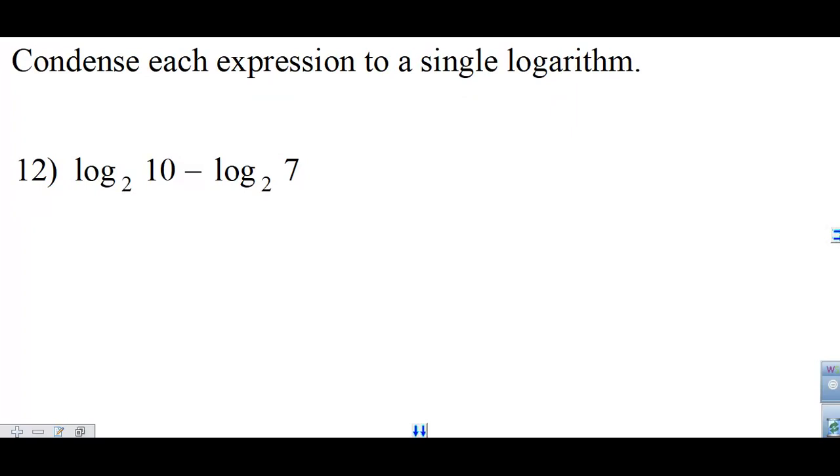Here is an example of a subtraction problem. As long as the log and the base is the same, then I can combine these into a single expression. If it is subtraction, I'm going to use division. So what do I divide? These numbers. Now the order is very important. We'll start off by writing our log base 2. You're going to divide the first number by the second number. If it actually divides, do that, or if it reduces, do that also. If not, this will be your final answer.